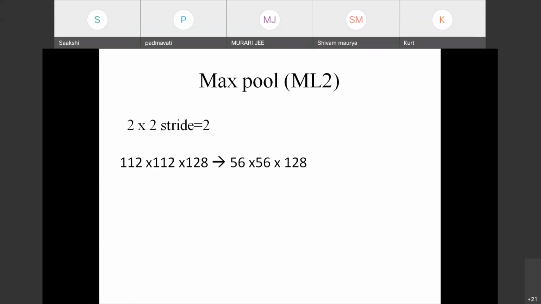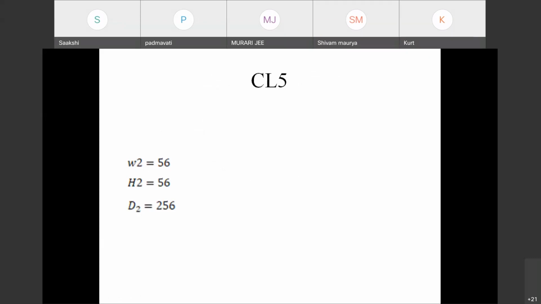Number of parameters, no need to compute now onwards for max pool layer because it will remain 0. As such, we are not using any sort of operation. We are only extracting the maximum value out of it.